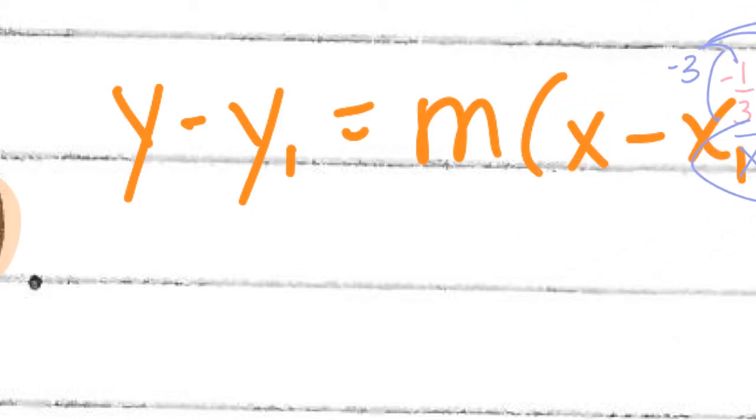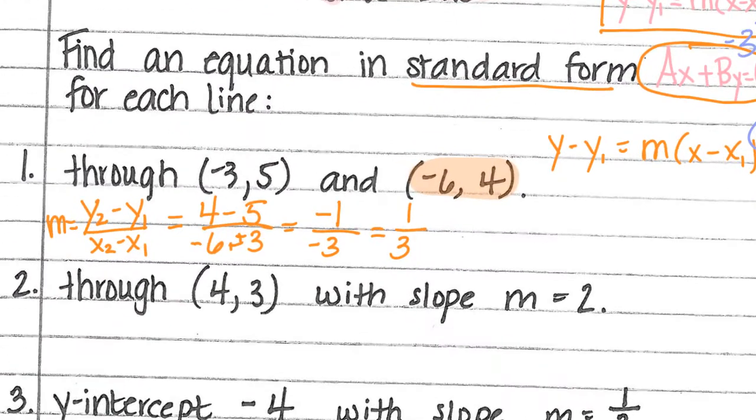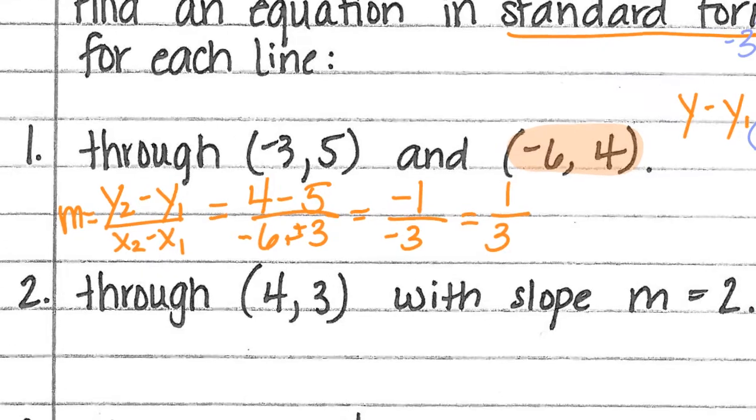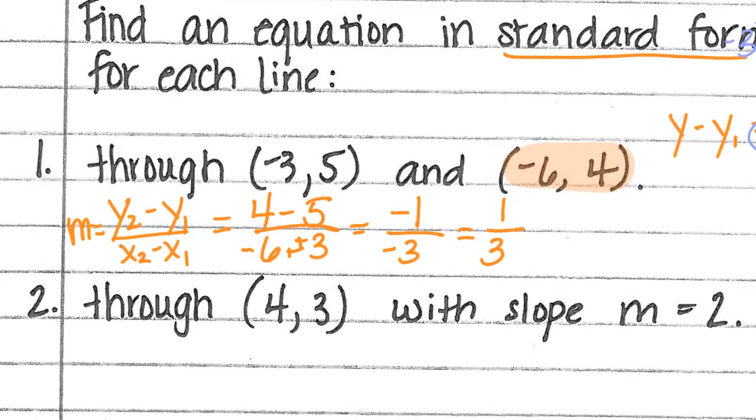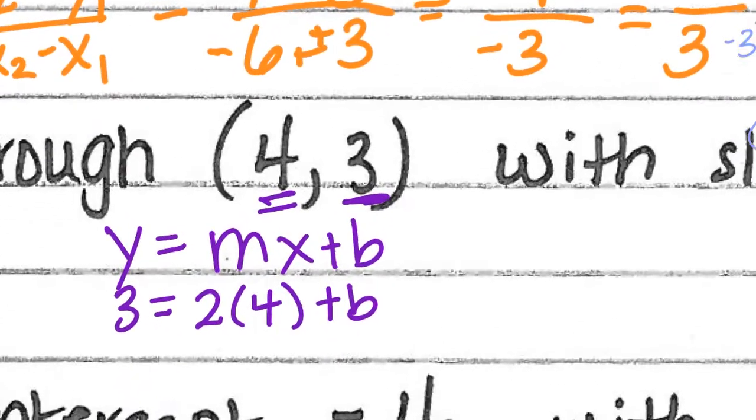All right, let me get this guy off to the side, and let's go ahead and look at another. The next one I'm going to do a little different. It says it's going through 4, 3 with a slope of 2. I'm going to go ahead and use y equals mx plus b, because why not, right? Well, I know that the y is 3, my m is 2, my x is 4, and we do not know the b.